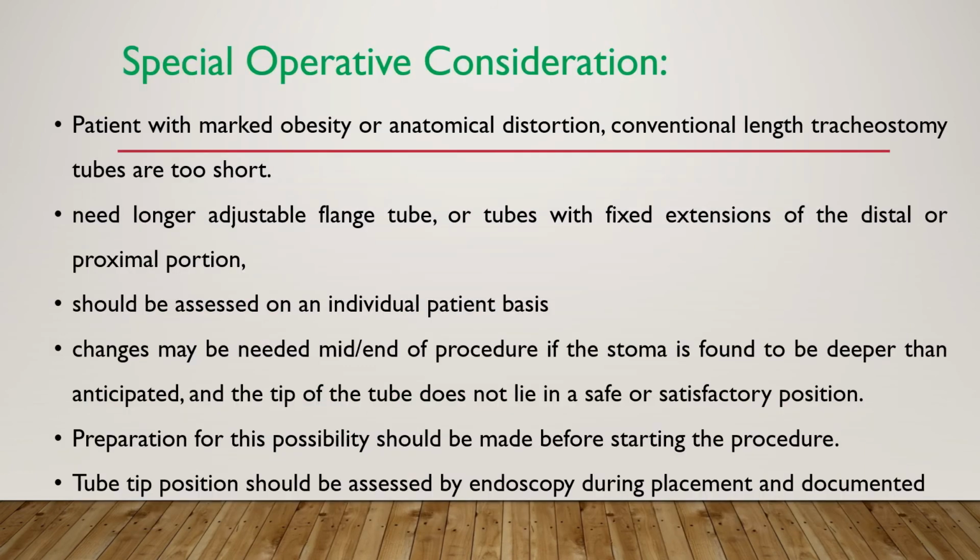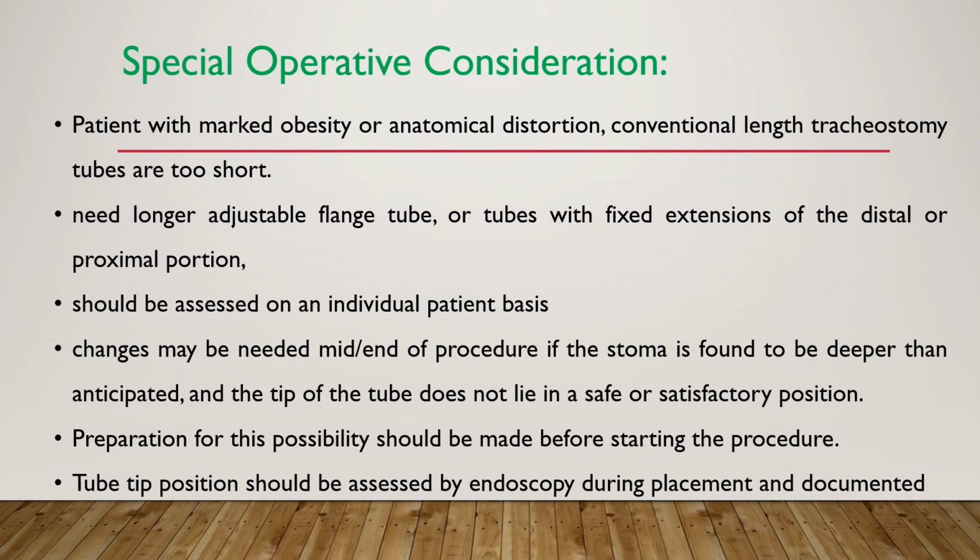Okay, special operative consideration for patients with marked obesity or anatomical distortion: our conventional length tracheostomy tubes may be too short. So we need a longer adjustable flange tube or a tube with fixed extensions of the distal or proximal portion. So in the previous lectures, I think Dr. Siti has explained what the different types of tubes are.